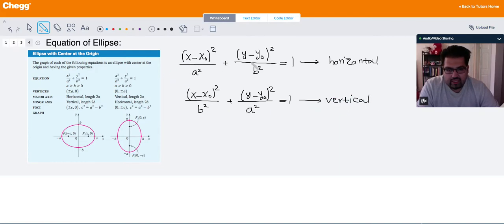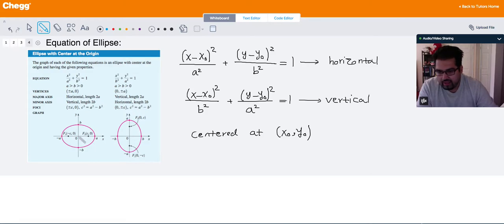So the center for these ellipses is going to be at x0 and y0. It's not going to be at the origin anymore. It's going to be moved to x0 and y0.